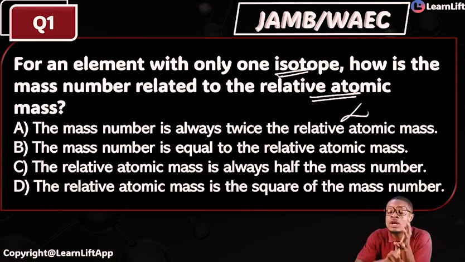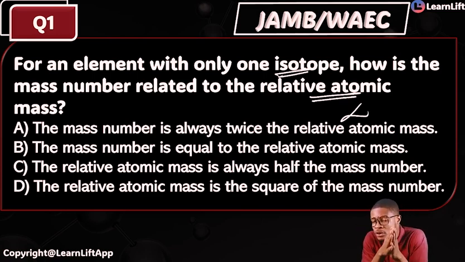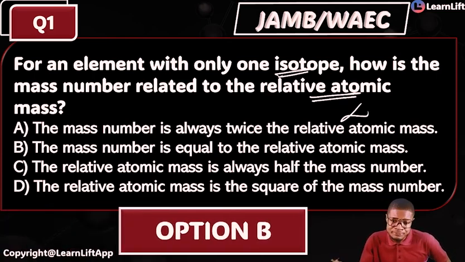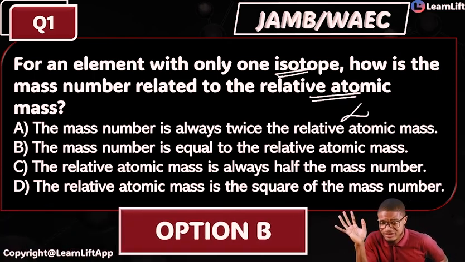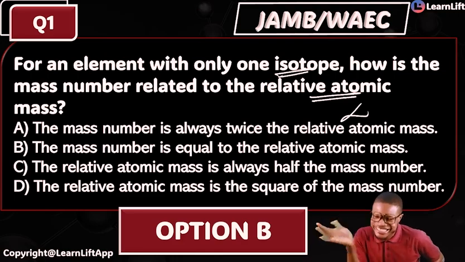For an element with only one isotope, the mass number is related to the relative atomic mass because the mass number is equal to the relative atomic mass. And that makes option B the correct answer. Does it make sense? Very simple, right? Let's go.